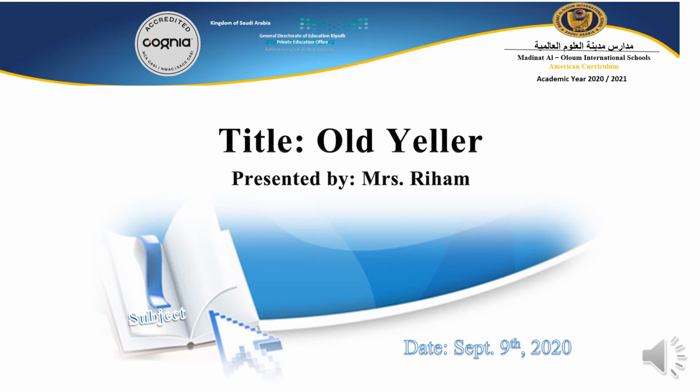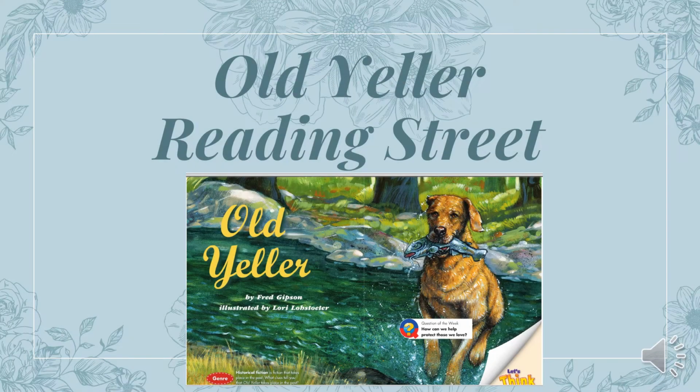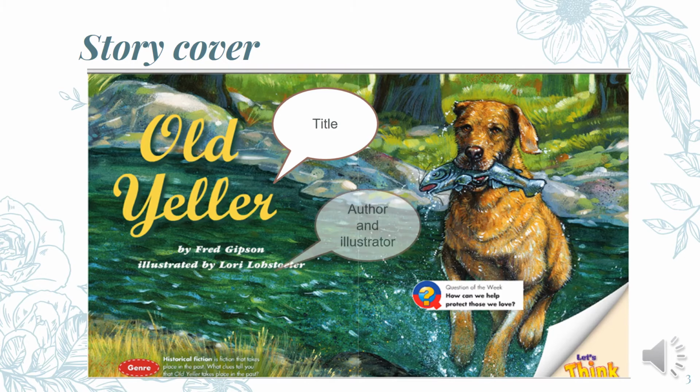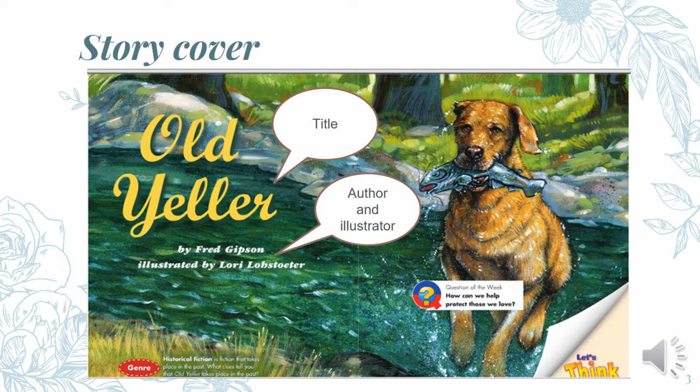Hello and welcome to part 2 about the story Old Yeller. This is the story cover, and let's take a close look at it. Here, of course, we can see the title Old Yeller, and this is the name of the dog. This dog that you can see in the picture, and this is the author and the illustrator. And here, this is the genre. The most important thing on this page is the genre, because the genre is historical fiction.